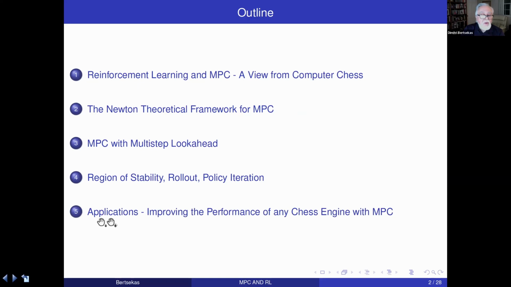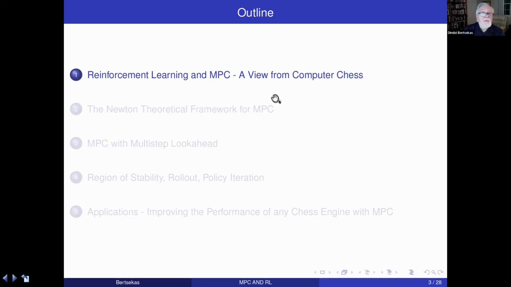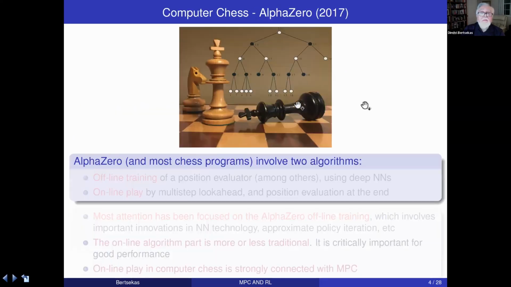And then I'm going to discuss some applications, and if time permits, I'd like to discuss this application of MPC to computer chess for improving the performance of any chess engine. It's something that's very recent, I'm quite excited about, and I hope I'll have time to get into it. So let me go into computer chess.